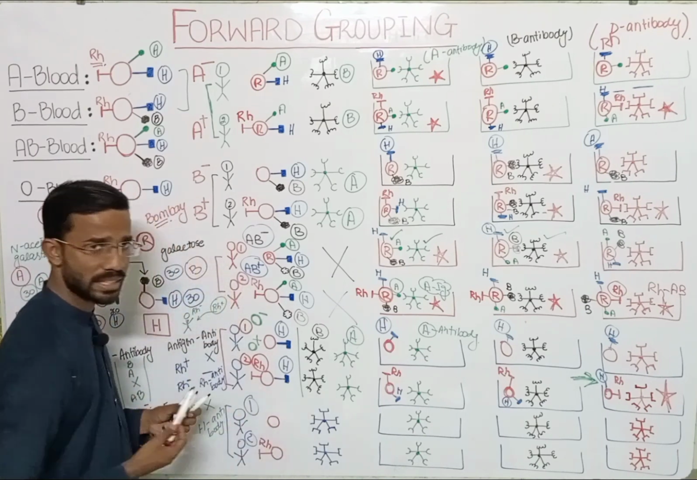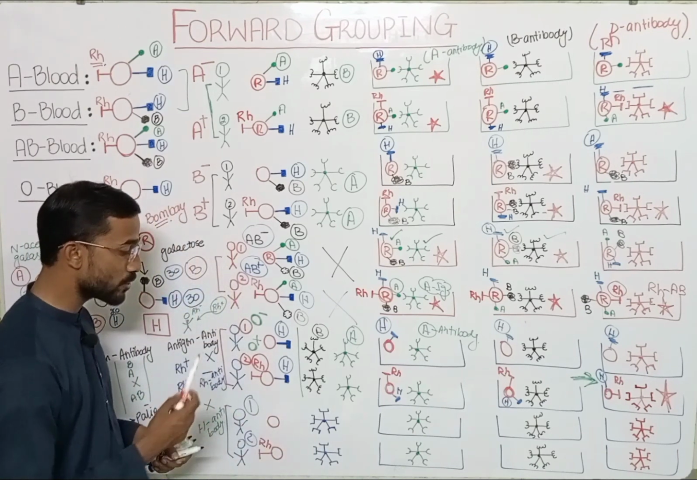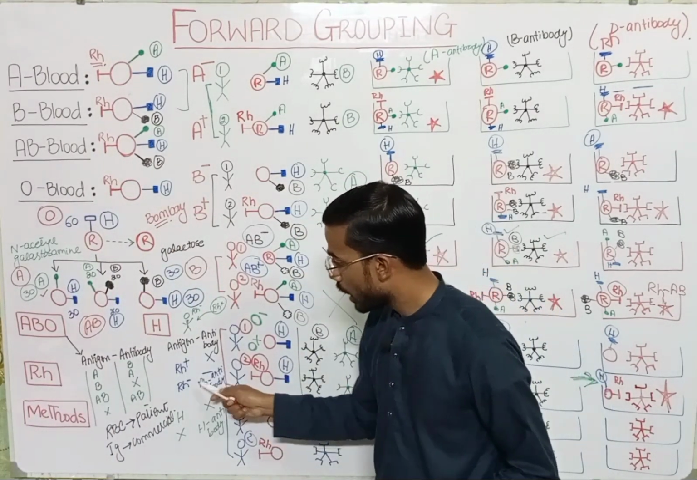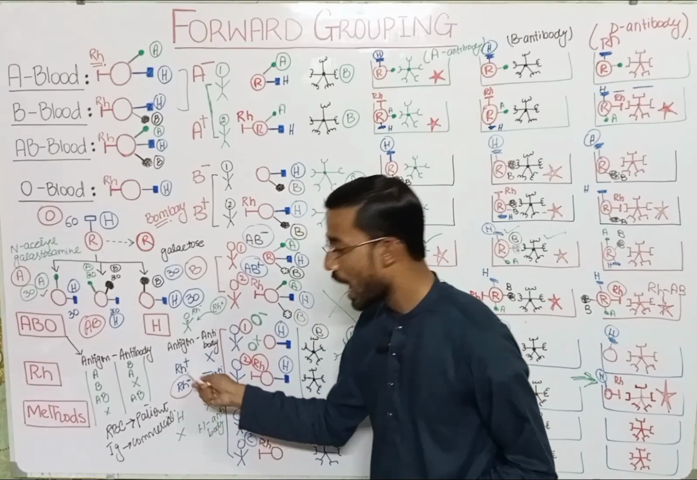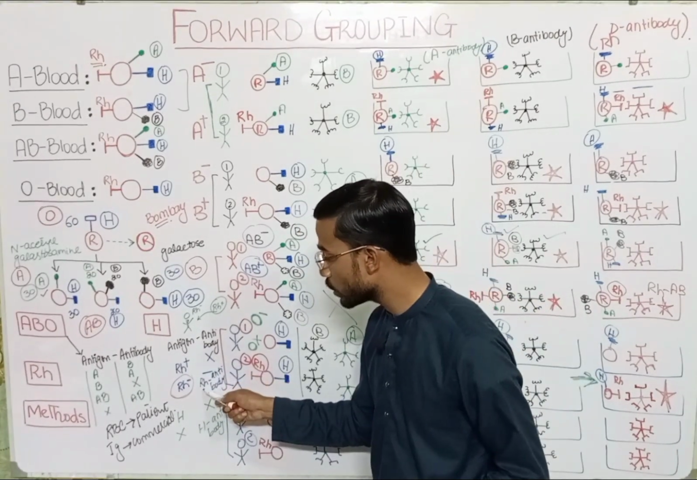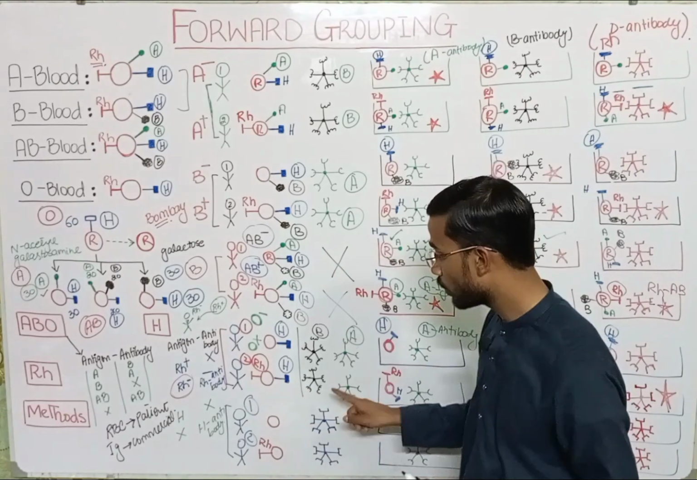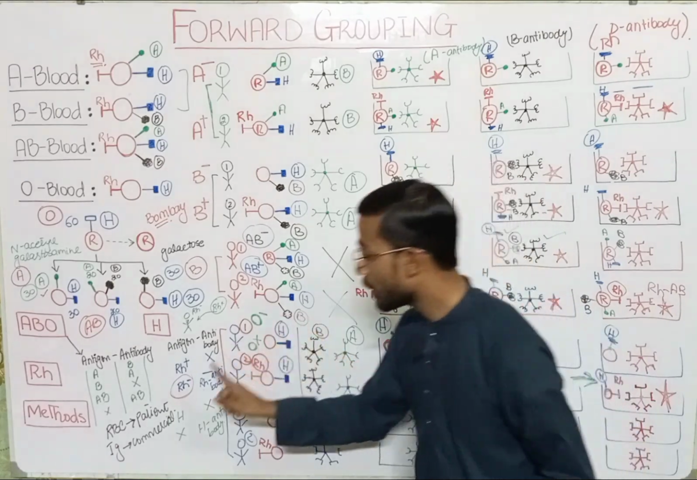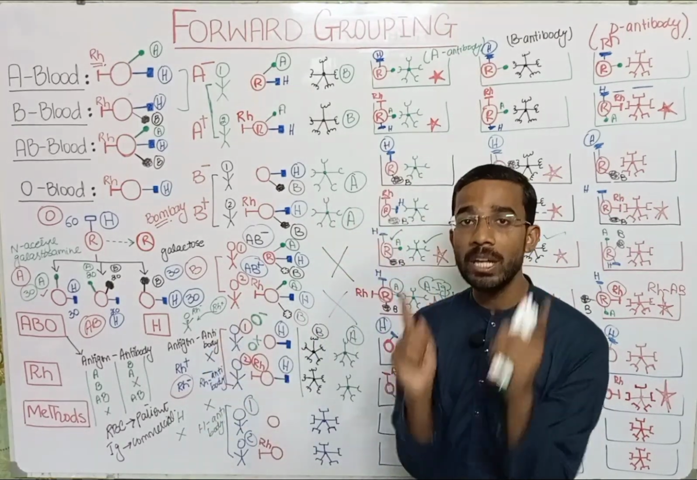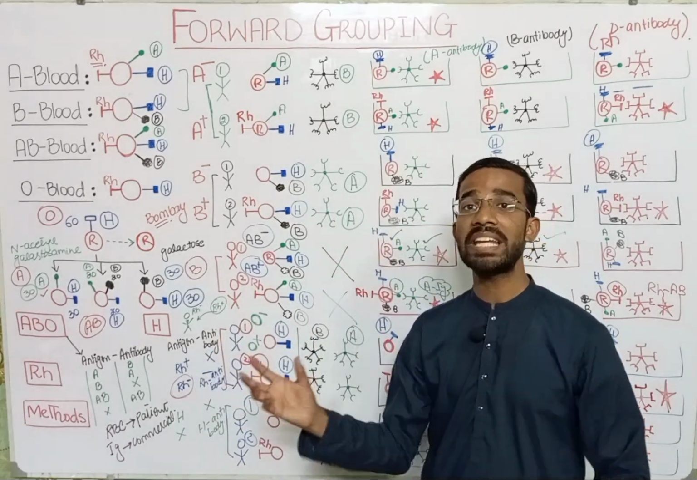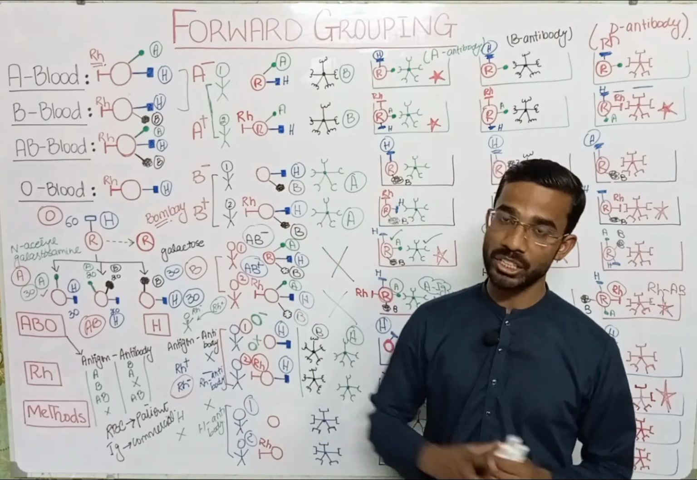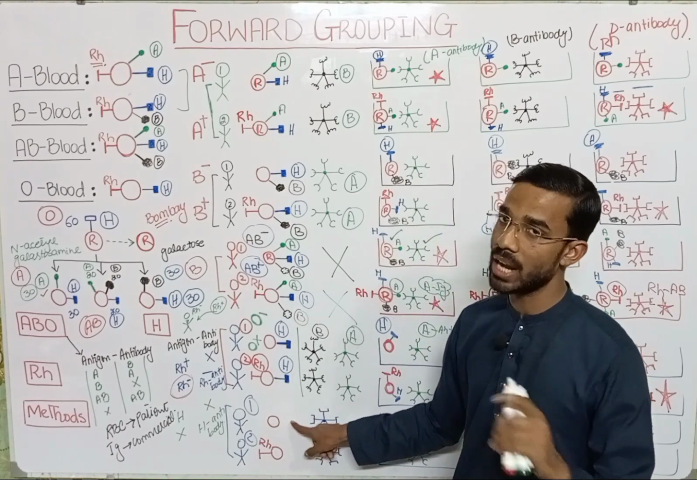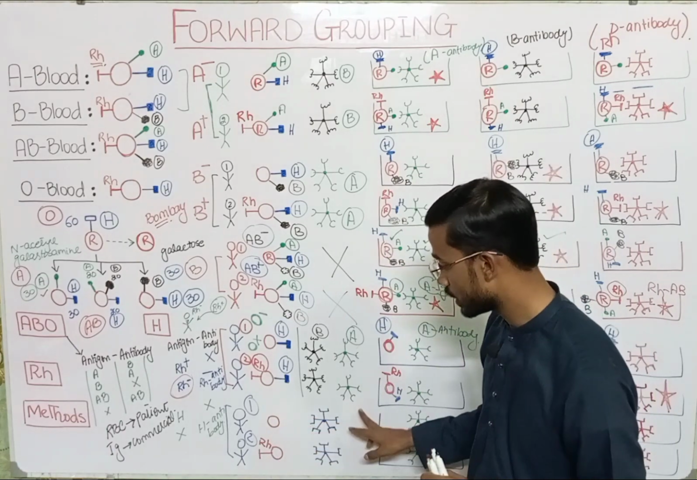Then what antibody is present opposite to that? As we discussed, if there is no Rh antigen, then the opposite Rh antibody is present. But this person will not produce Rh antibodies, because an Rh negative person will only produce Rh antibodies when exposed to blood having Rh antigen. So this is the case.